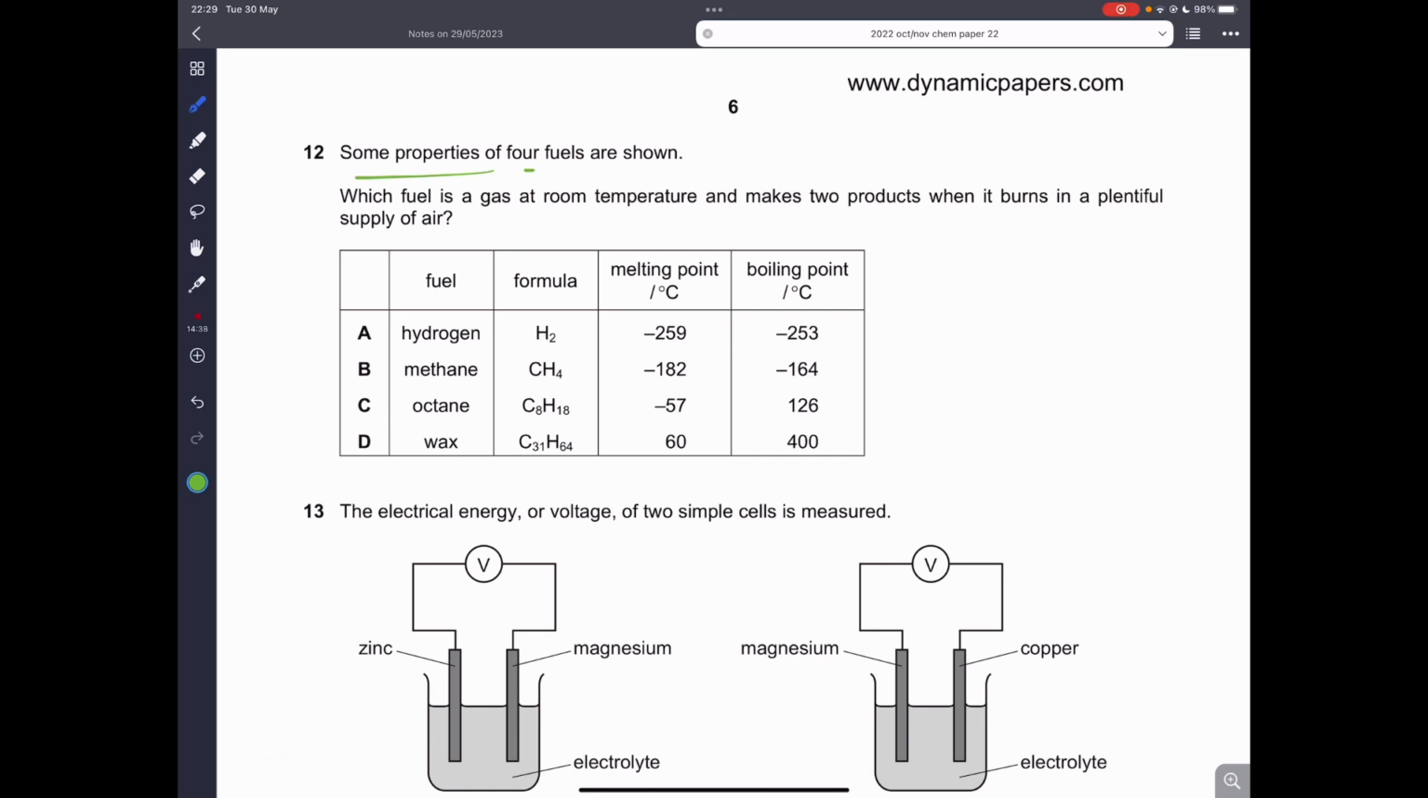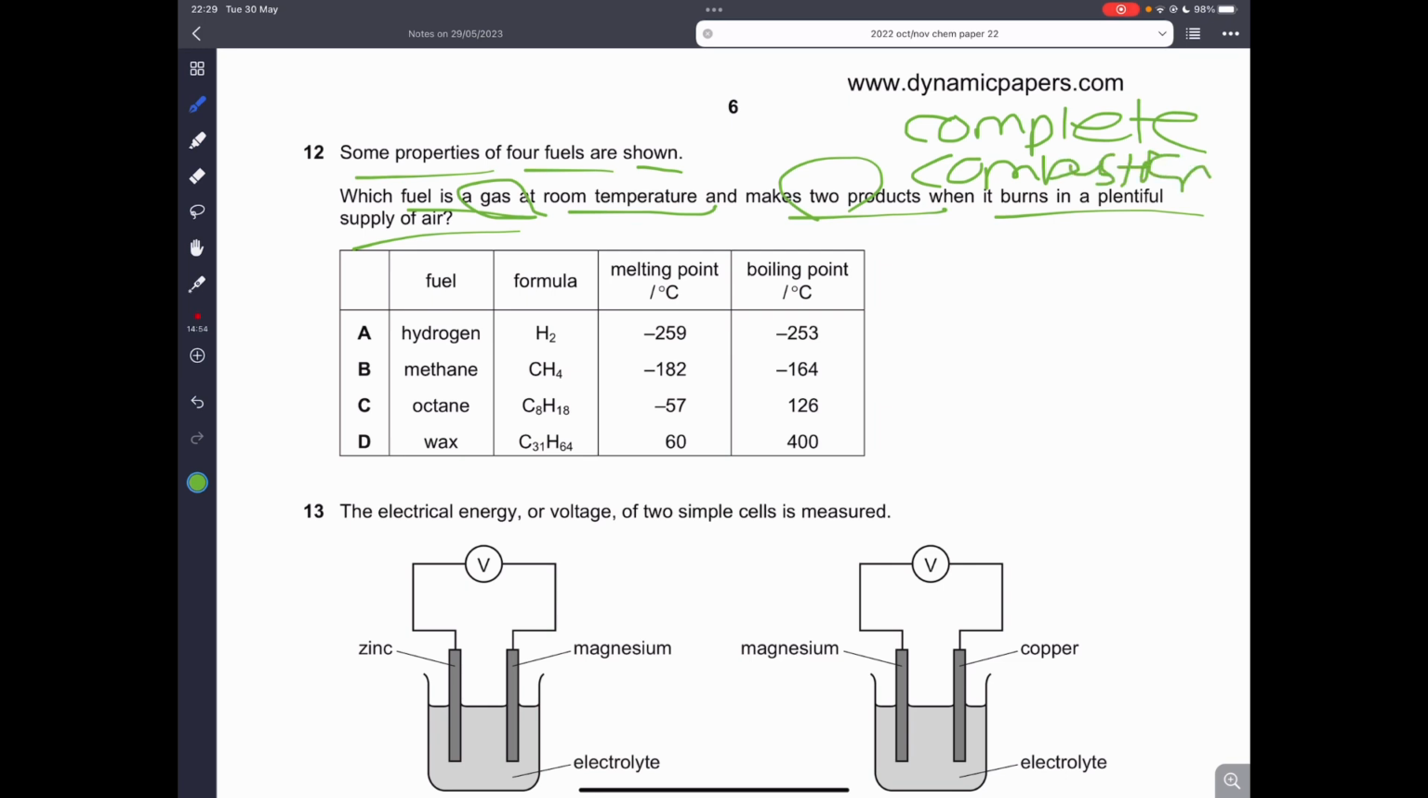Moving on, question number 12. Some properties of fuels are shown. Which fuel is a gas at room temperature and makes 2 products when it is burned in plentiful air? Now this is called a complete combustion. And which is a gas at room temperature? Well, there are only two here because hydrogen and methane are the only gases at room temperature. Octane is a liquid, wax is a solid. So C and D, we can cross out immediately.